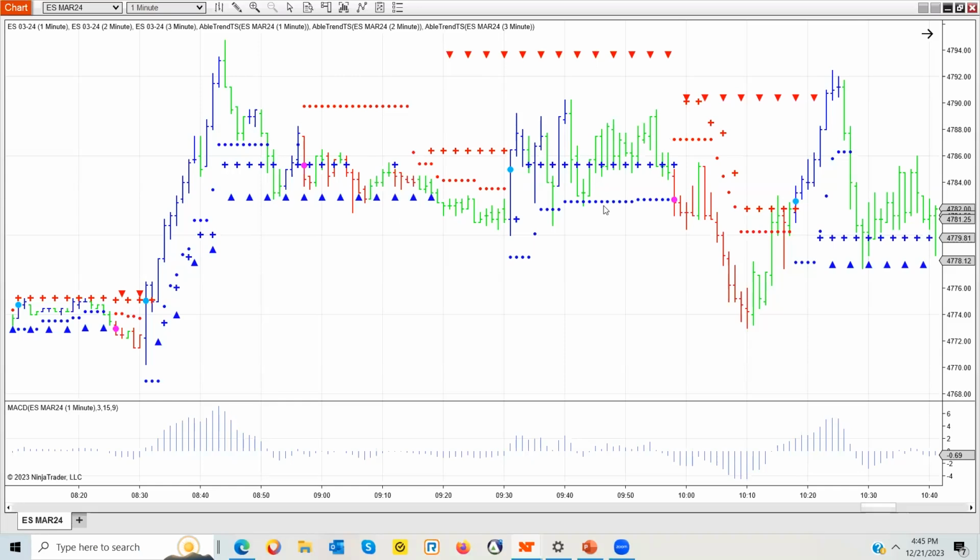But if you know when not to trade, we literally save thousands of dollars every week because we know when not to trade. Now, if it's 100%, we'd have a perfect system. Well, that doesn't exist in the world. But we literally save thousands by knowing when not to trade. That's the best feature on AbleTrend.